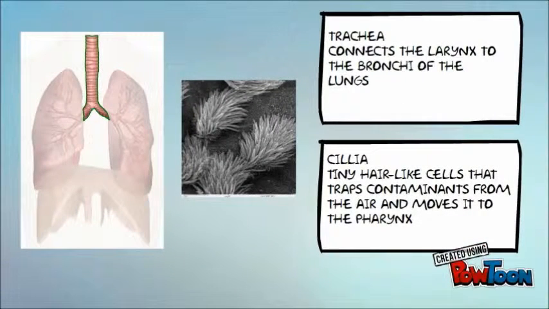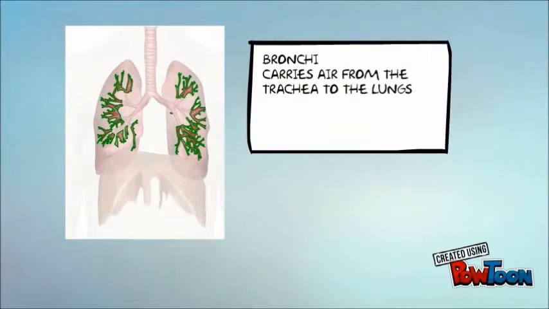The air coming from the larynx would now pass through the trachea, which connects the larynx to the bronchi of the lungs, and this trachea contains cilia, tiny hair-like cells that trap contaminants from the air and move them to the pharynx. The bronchi now carry air from the trachea to the lungs.